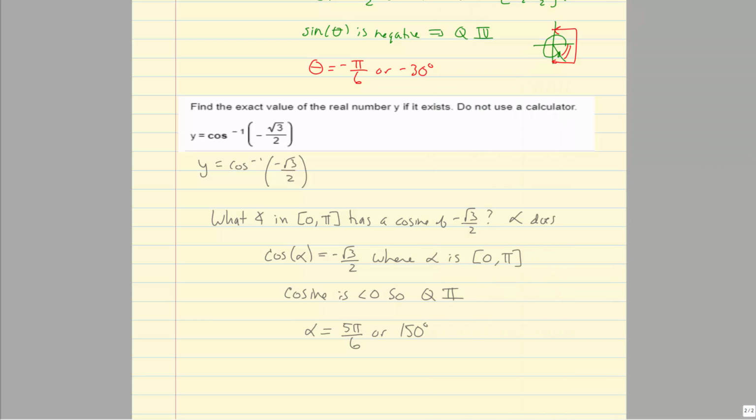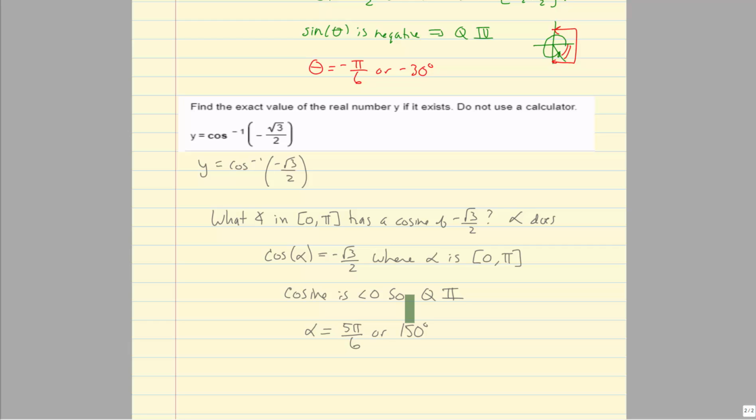But again, you're not being graded on your answer, you're being graded on all this work. So you need to be able to write this statement: what angle in the interval 0 to pi has a cosine of, etc. And you need to be able to write this out, tell which quadrant that you're in and why you're in that quadrant, and then your other information here just comes from the fact that you know your reference angles and you know your unit circle. So that will work pretty slick.